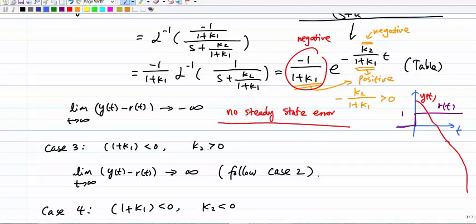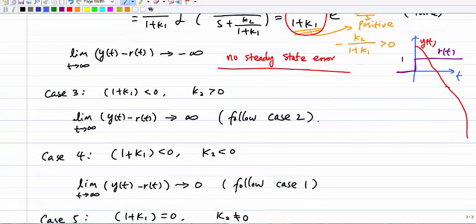Okay, so this one you can follow case 2, and you can find the limit as t goes to infinity, y(t) minus r(t) will go to positive infinity, which means this y(t) goes up. Okay, so again, if you follow case 2, you can compute the limit, and it will go to positive infinity. For case 4, if 1 plus k1 is less than 0 and k2 is less than 0, you can also compute the limit as t goes to infinity, y(t) goes to 0. You follow case 1, which means your pole is in the open left half plane.